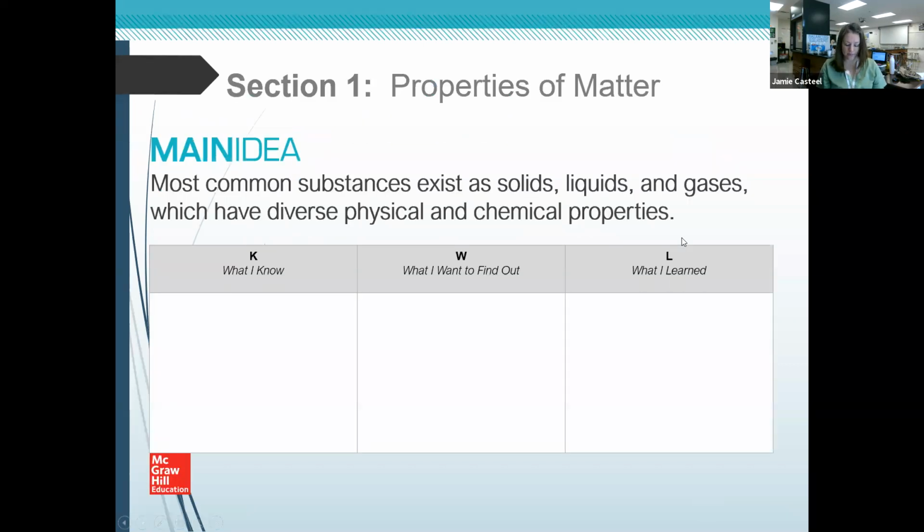So section 1, so I call this 3.1. And this is properties of matter. So we're going to talk about physical and chemical properties of matter. Now, when we're talking about properties, we're talking about what state is it in, so solid, liquid, gas, and the other things that help us describe the matter itself.